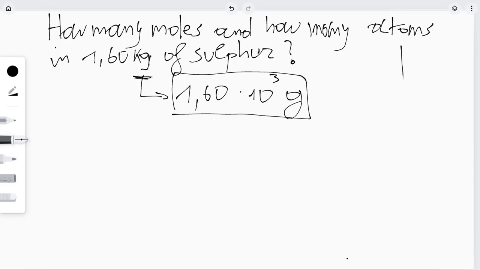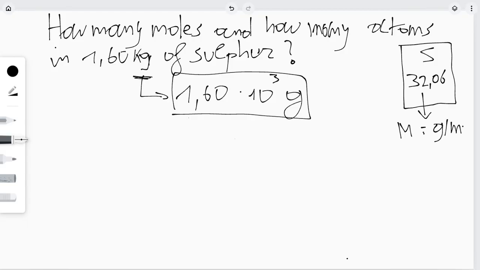The next thing that we need to know is that there exists an element sulfur in the periodic table and it has the number 32.06 below it. We know, or at least we need to know, that this thing is called the molar mass, denoted with a capital M, and that its units are grams per mole. That is something that we do need to know. We need to know that the molar mass exists as a physical quantity with the units gram per mole.